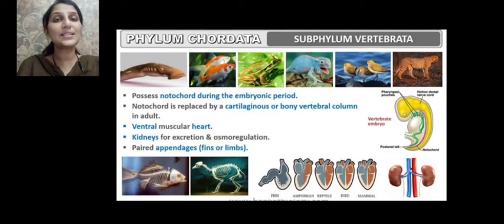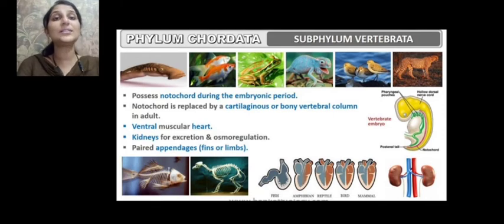The last is about the subphylum Vertebrata. With respect to the notochord, in the case of Urochordata, it was present only in the larval tail. In the case of cephalochordates, it persisted throughout their life from head to tail, whereas in the case of vertebrates, it possesses a notochord during the embryonic period. And this embryonic notochord is replaced by a cartilaginous or a bony vertebral column in adults. So, in the case of adults, the notochord, which is present in the embryonic stage, is replaced by either a cartilaginous structure or a bony structure, which is called a vertebral column.